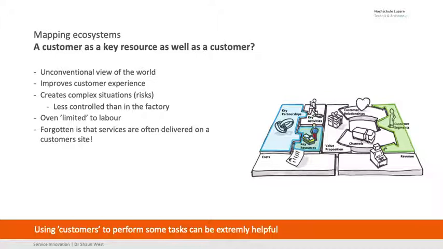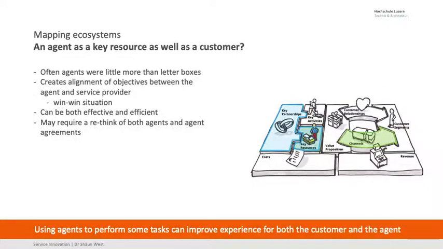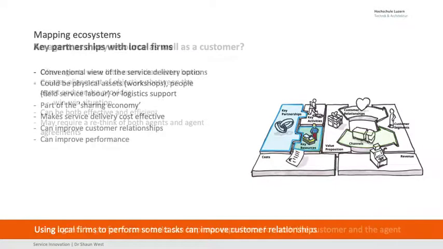Customers can perform some tasks very, very well. We forget that. It's actually a risk mitigation tool. Find ways to do it. And remember that services are mostly delivered on the customer site. So therefore, we need to find a way to manage that. Channels, agents can help us. Using agents can really improve the experience for both the customer and the agent.